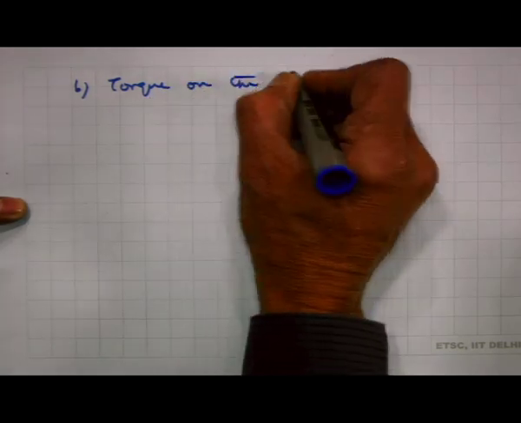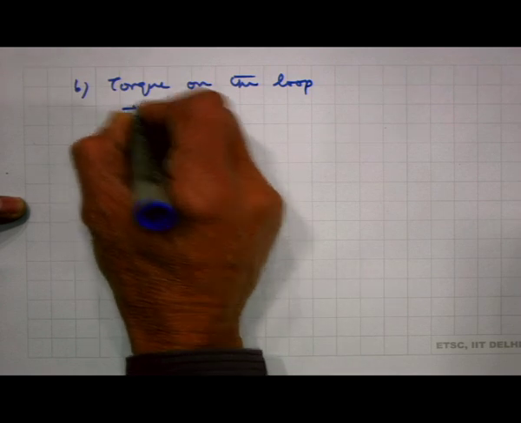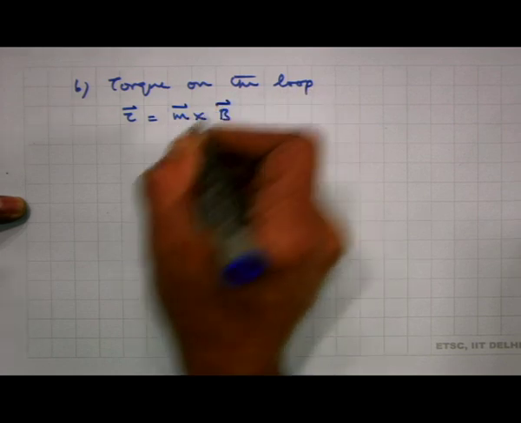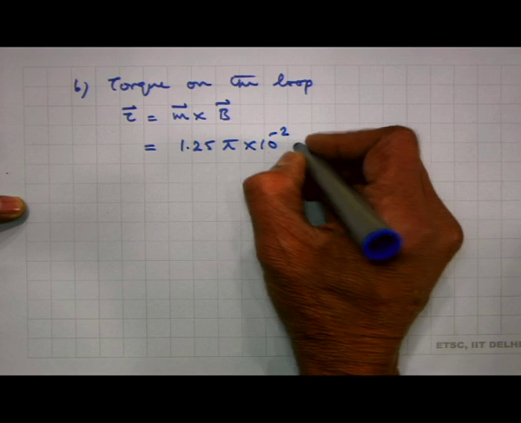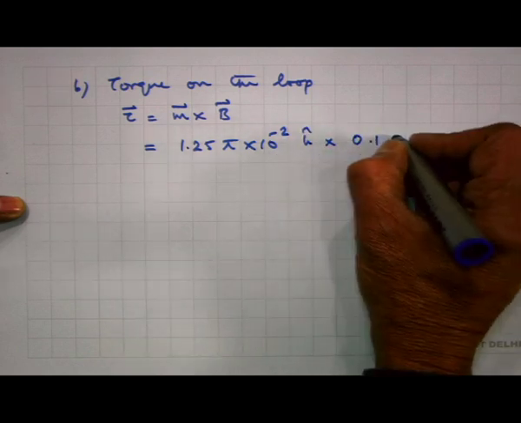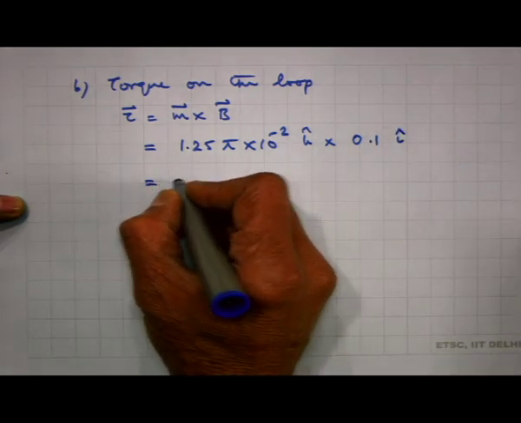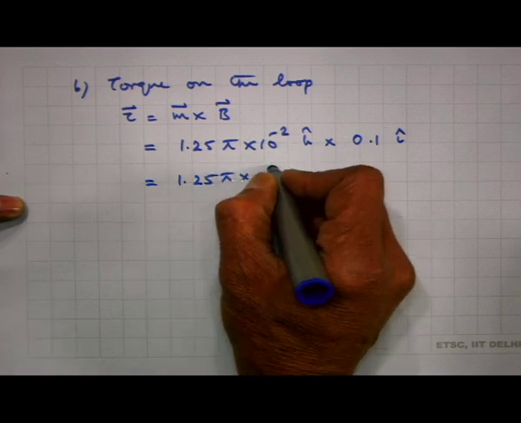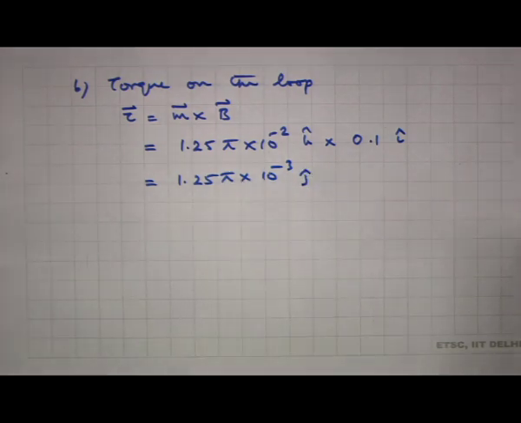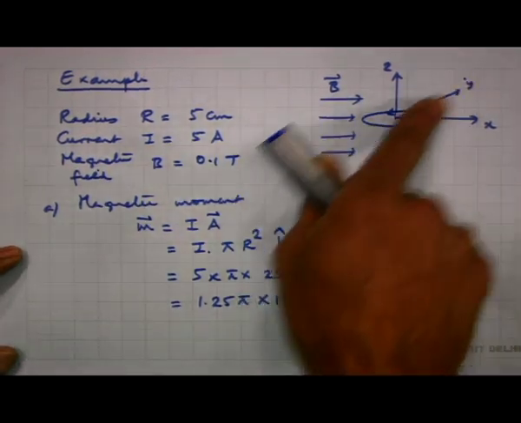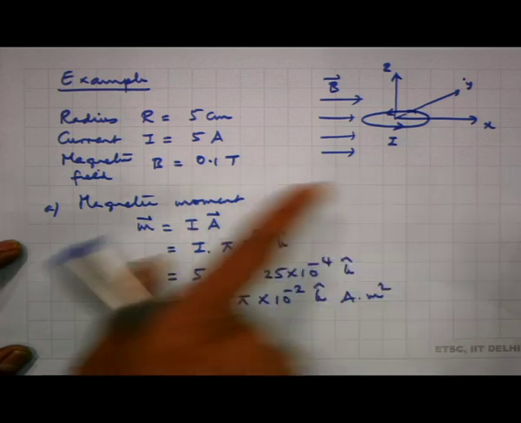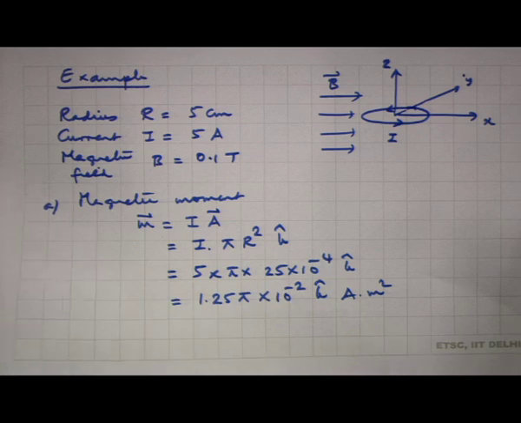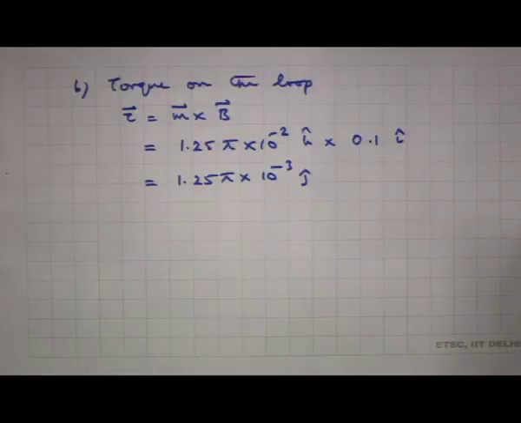Torque on the loop, tau is equal to m cross b, which is equal to, we have just calculated m, 1.25 pi 10 to the minus 2 k cap cross 0.1 i cap. So, this is equal to 1.25 pi into 10 to the minus 3 j cap. k cap cross i cap is j cap, and as you can see there is a torque which is acting along the j cap direction. So, j cap is in this direction. So, the torque is tending to align the loop such that the area of the loop is along the x axis. So, there is a torque acting on this loop which is tending to align it, and the torque is oriented along the j cap direction.